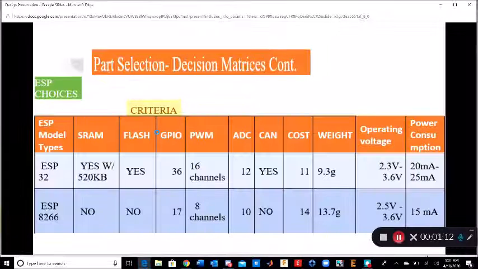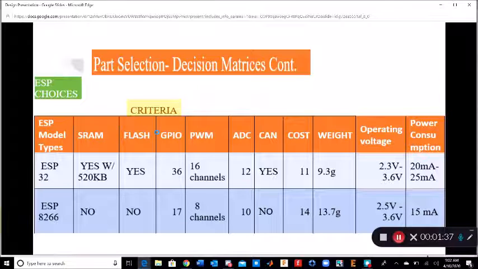For this slide, we have the ESP comparison chart. We are choosing the first one, ESP32, over the ESP8266 because of a couple of reasons. The first reason here is the weight. Ours has only 9.3 grams, while the ESP8266 has about 14 grams. We are saving about 4 grams right here.